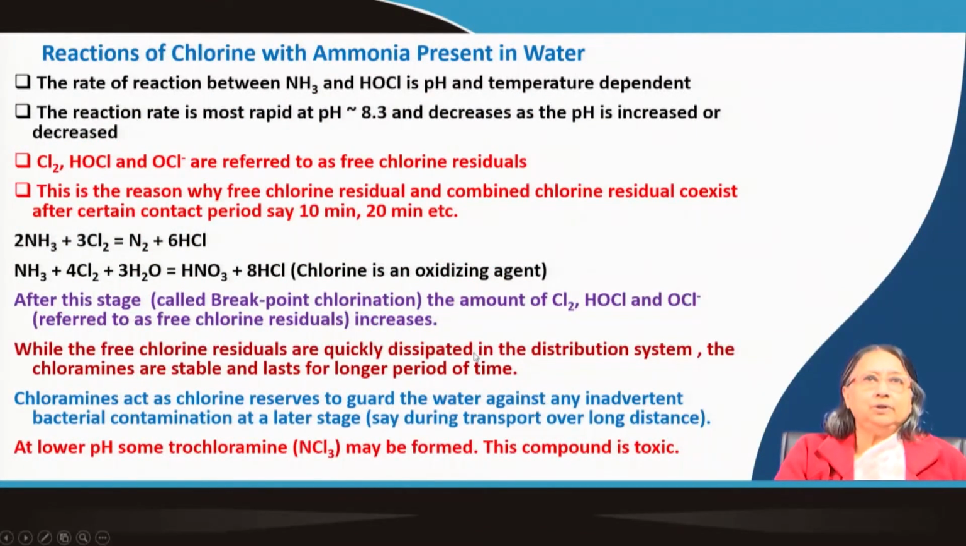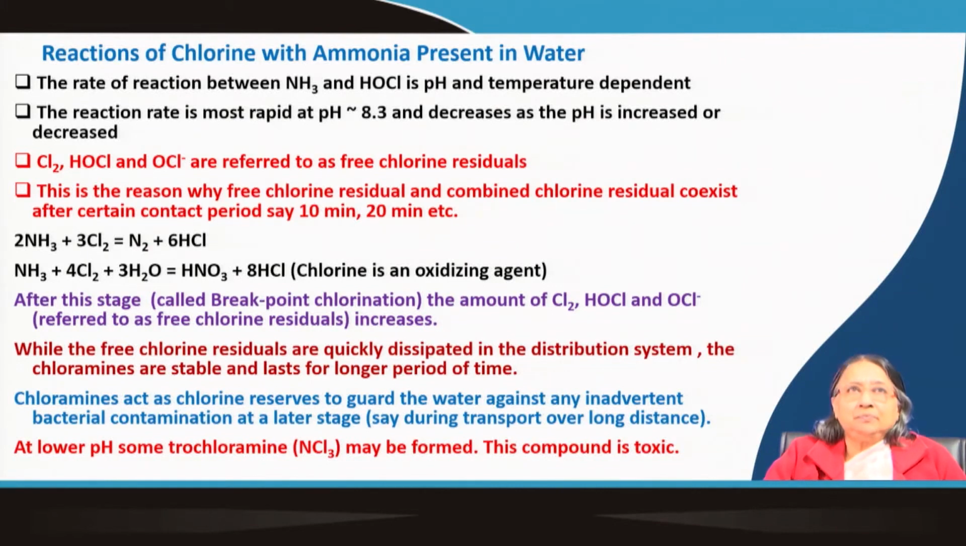Reactions of chlorine with ammonia present in water, continuation. The rate of reaction between ammonia and HOCl is pH and temperature dependent, that I told you. The reaction rate is most rapid at pH 8.3 and decreases as the pH is increased or decreased. So, at a certain pH the rate is maximum, very fast. But if you increase or decrease the pH, it will become slower.